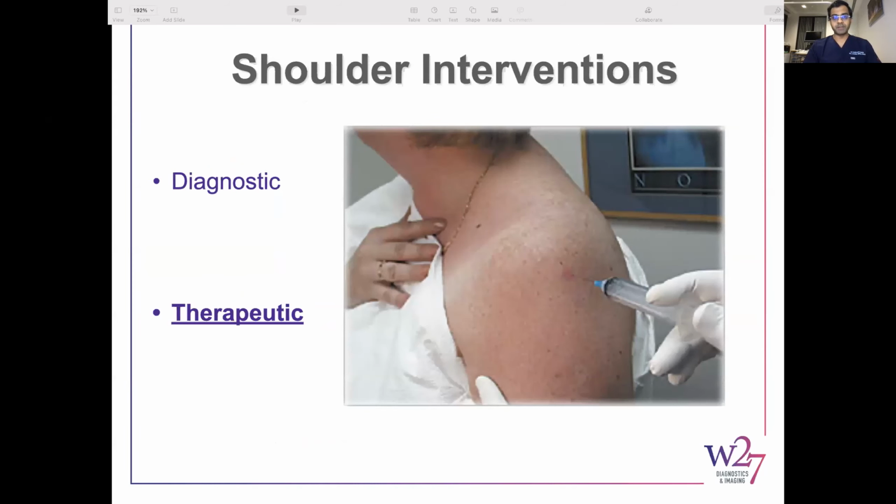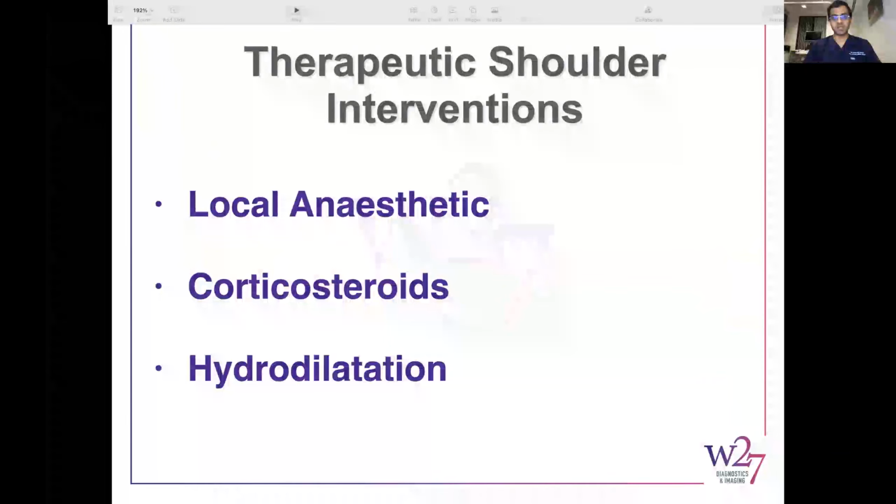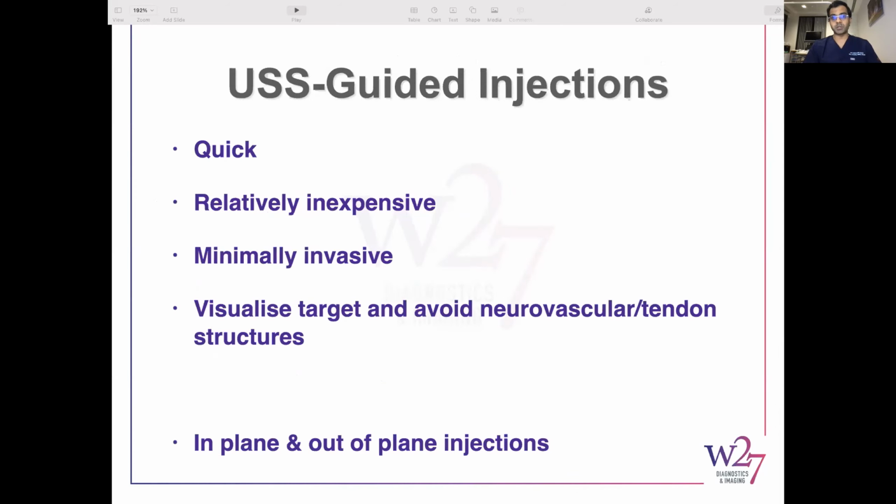And just briefly moving on to therapeutic interventions, I'm really focusing just on the common things that we tend to inject. There are, of course, others out there on the market, but the commonest things that we tend to use are corticosteroids that we mix or not mix with local anesthetic. And I'll touch briefly on hydrodilation procedures for frozen shoulder.